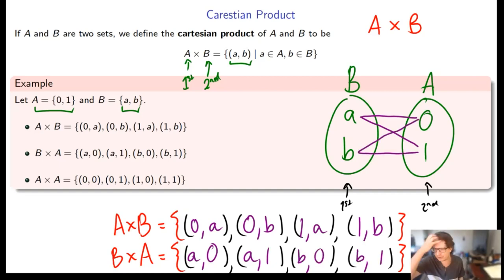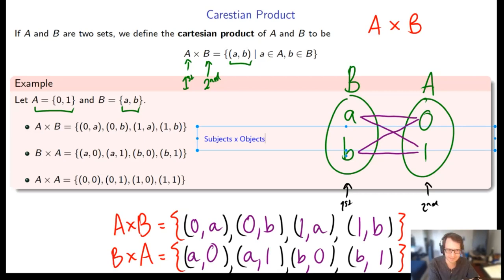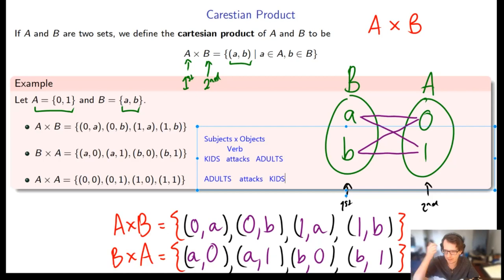Now, what in natural language does this? Think about subjects and objects in English. If you have a verb, the subjects and objects matter. So for simplicity, say kids attack adults, where the kids are the subjects and the adults are the objects. If I flip this to adults attack kids, I change the order of the adults and the kids, so the subjects and the objects have changed too. The subjects are now the adults instead of the kids, and the objects are now the kids instead of the adults. So the cross product is a lot like changing what the subjects and the objects can be depending on what the references are in the real world.